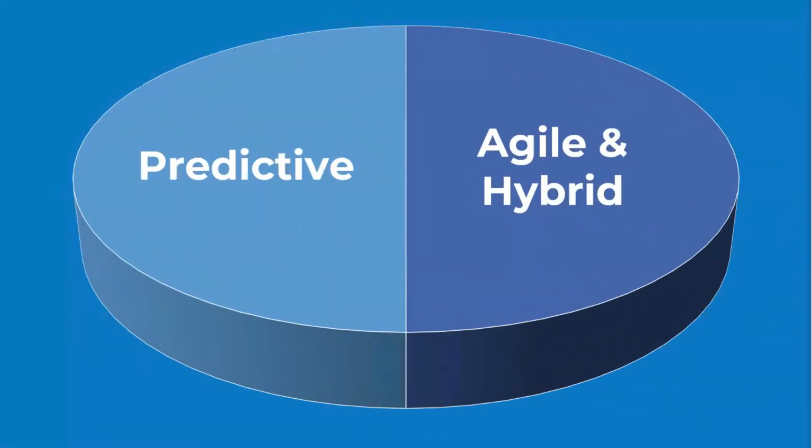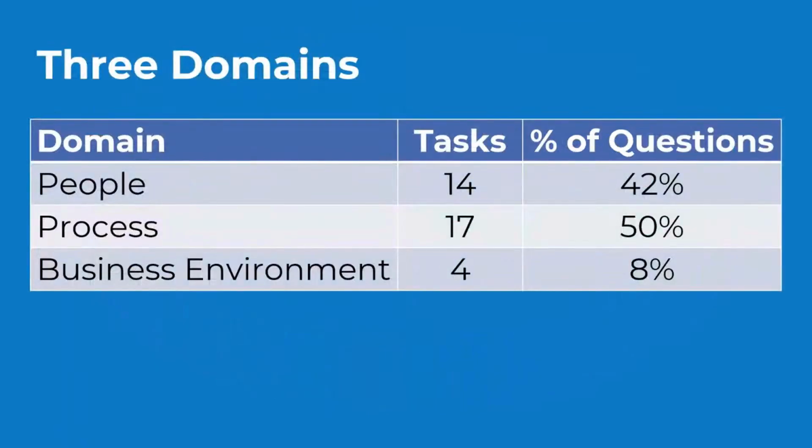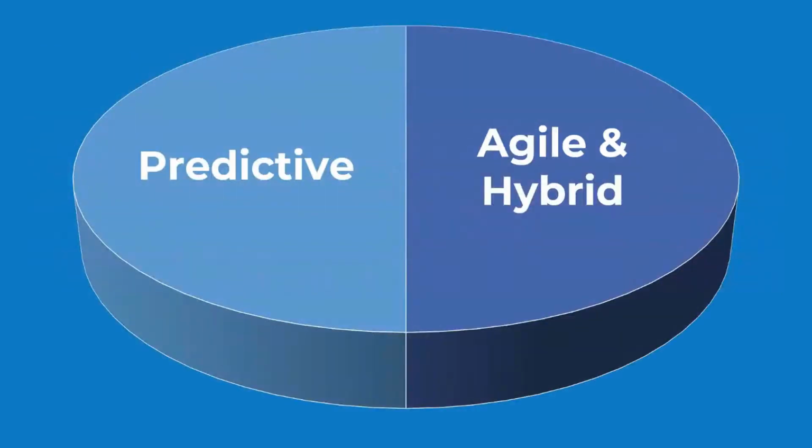So with that much said, what does this mean if I go back one slide here? Out of those 42, 50, and 8%, half of it will be about predictive, waterfall, plan-driven type projects. And the other half will be agile and hybrid. Okay, so keep that in mind, that you must really be well versed in agile. You must understand predictive and plan-driven.